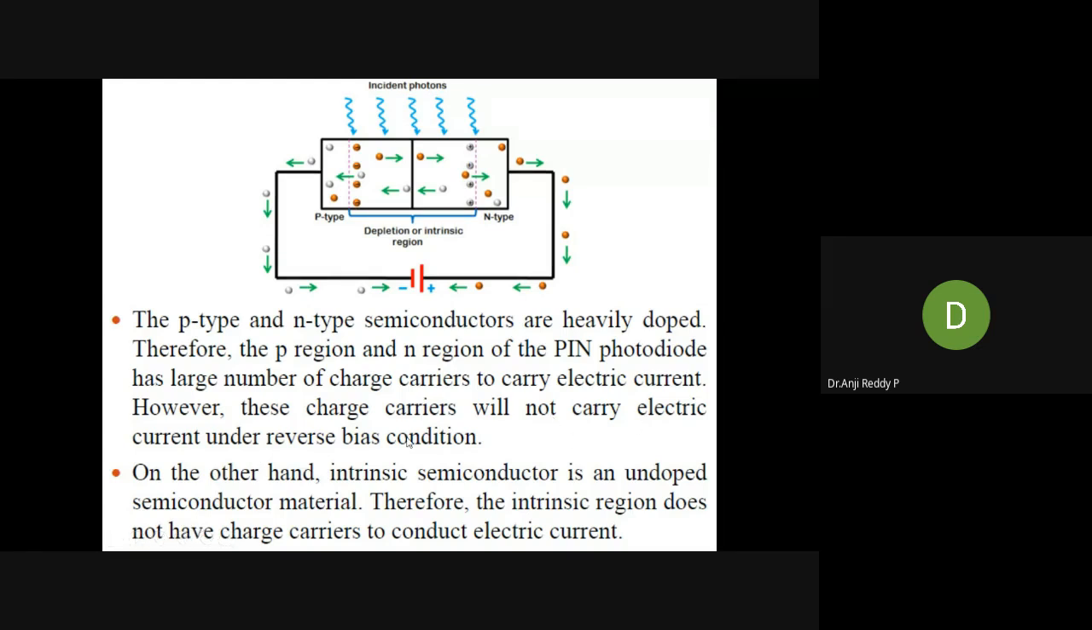Can anyone tell me when we get the electric current? When we get the electric current in any diode, not only this pin photodiode, but an ordinary diode or Zener diode, you can take any diode, even in forward bias or reverse bias, whatever it may be, when do we get the current?